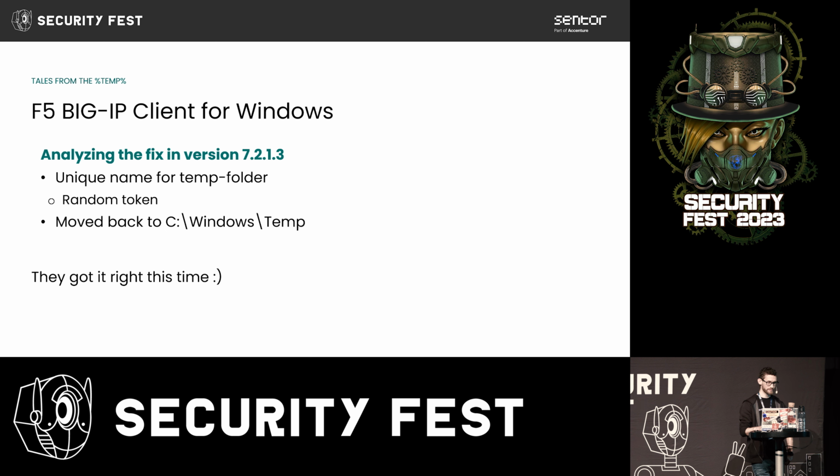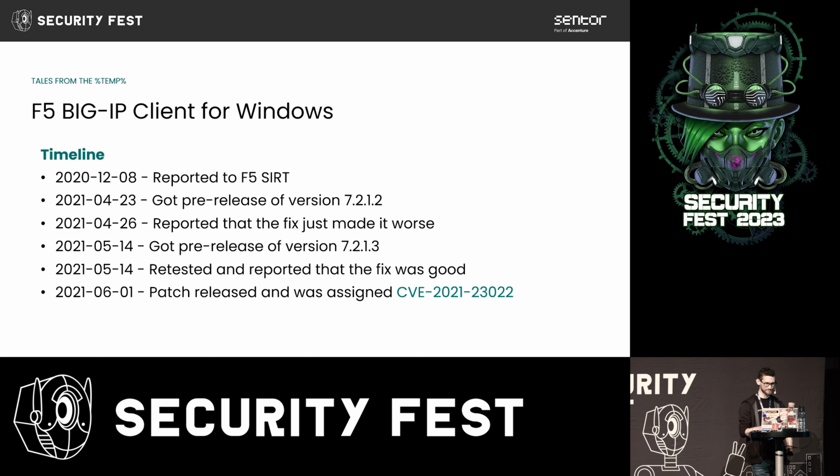And they produced another fix, which actually used the same random token, but they moved it back to Temp, and that's sufficient. So they got the green light. At that point, they had already released the even worse version, but they didn't present any security bulletin. So this is kind of how I reported this. I found this late in 2020. I reported it to the F5 CERT. I got a pre-release about 5 months after, which made it worse, which I reported a few days after. That still got released, but the security bulletin didn't. That's one way of doing it, I guess.